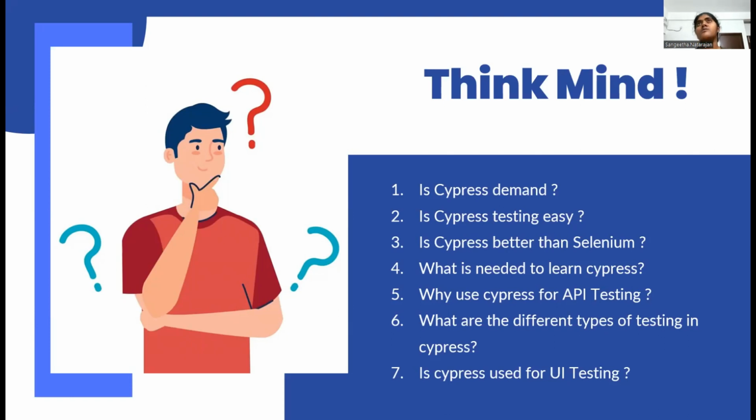First of all, I have to understand the basic JavaScript object-oriented concepts. Then you can go with Cypress. And why are we using it for API testing? Whenever we are using Selenium, we have to add some third-party dependency. But in Cypress, there is no need to add any third-party dependency. We can directly use Cypress for end-to-end testing as well as API testing.